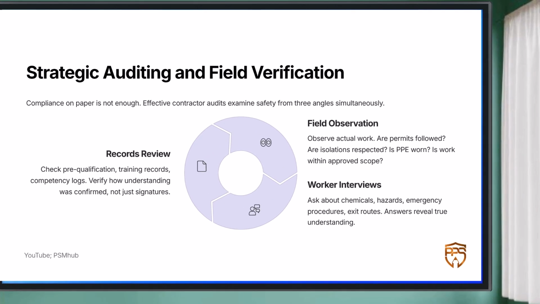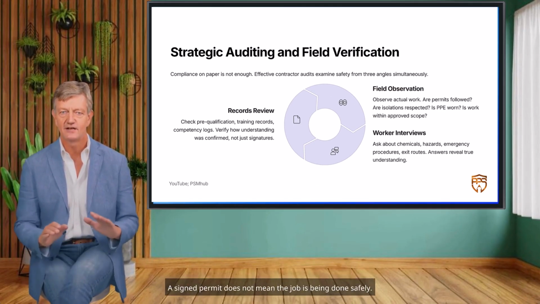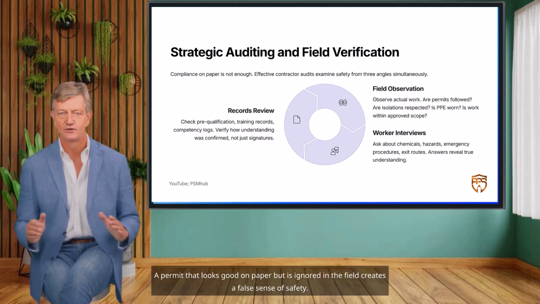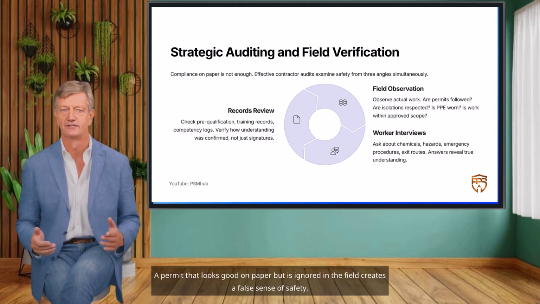The second level of auditing is field verification. This is where safety specialists observe how work is actually being performed. Are permits being followed exactly as written? Are isolations and gas testing respected? Are contractors wearing the required PPE and working within the approved scope? A signed permit does not mean the job is being done safely. A permit that looks good on paper but is ignored in the field creates a false sense of safety.